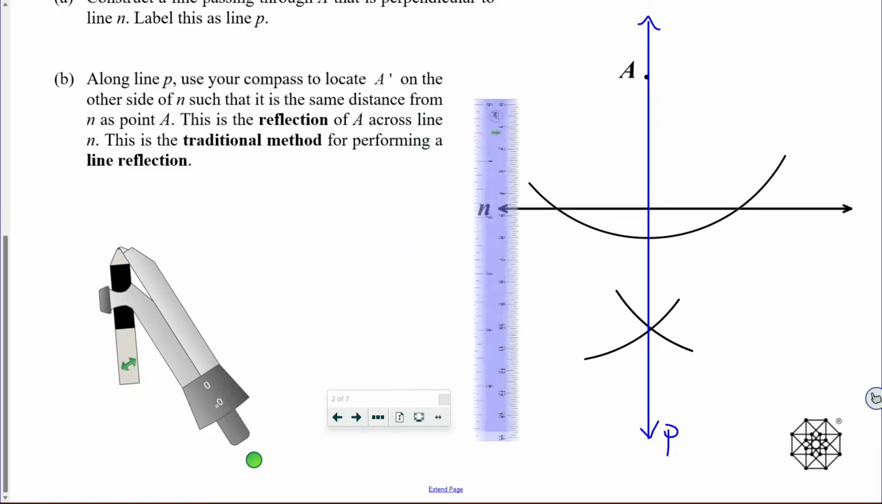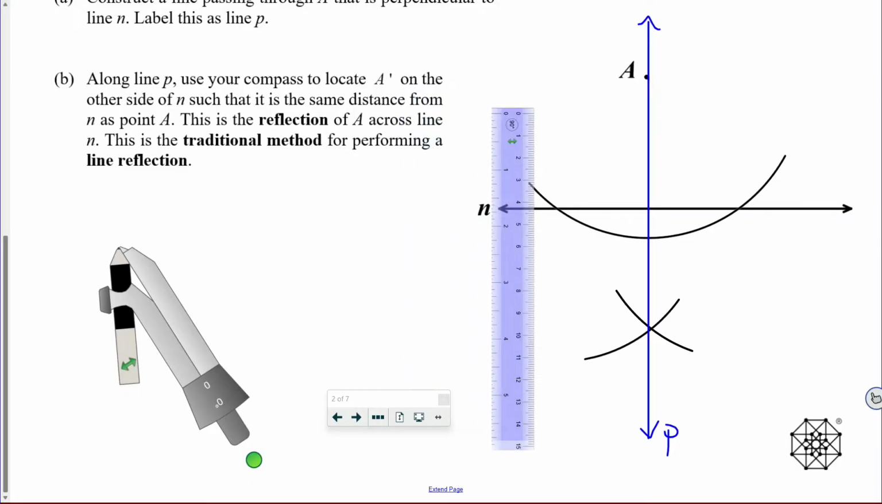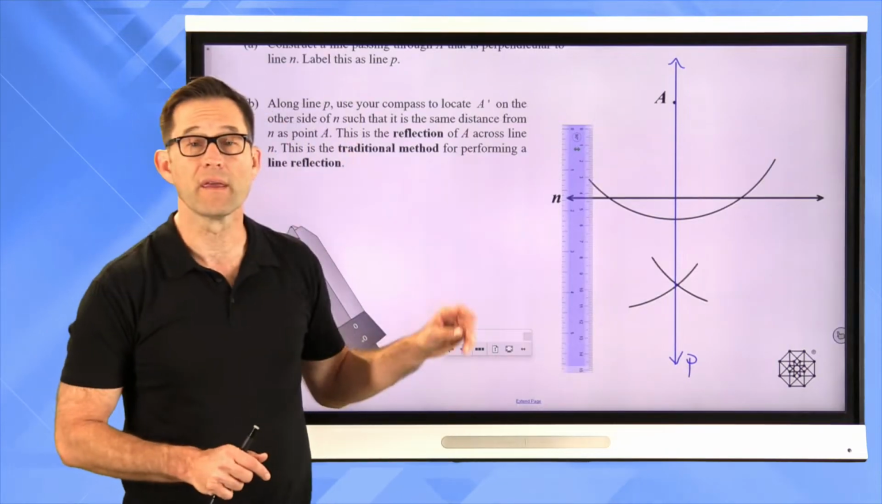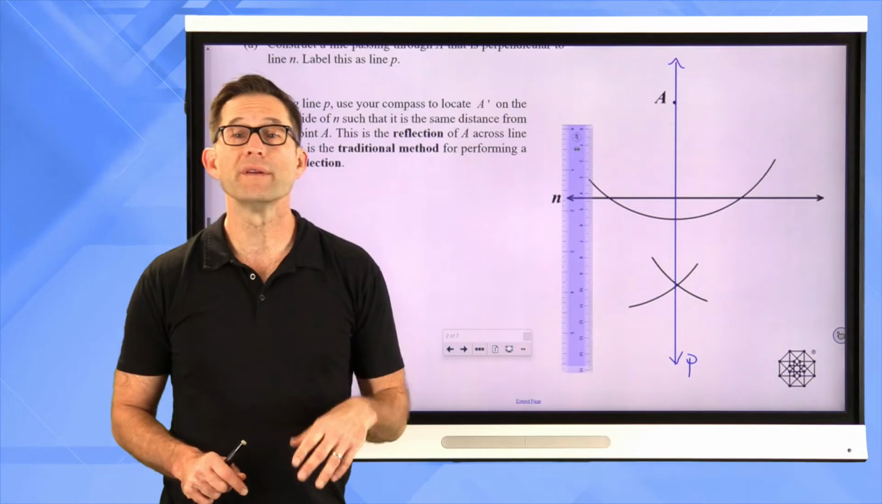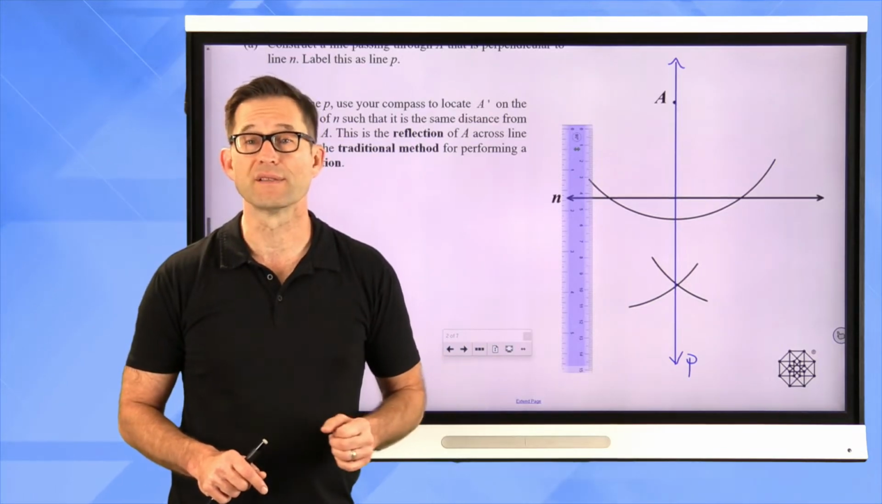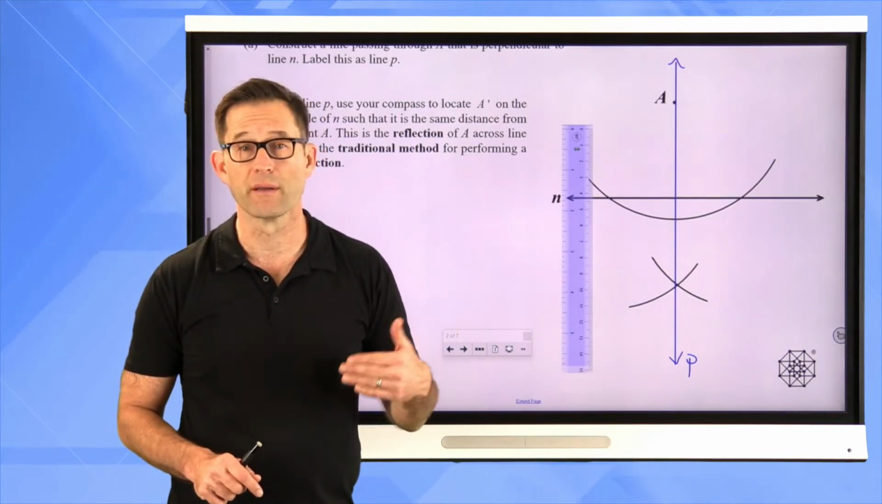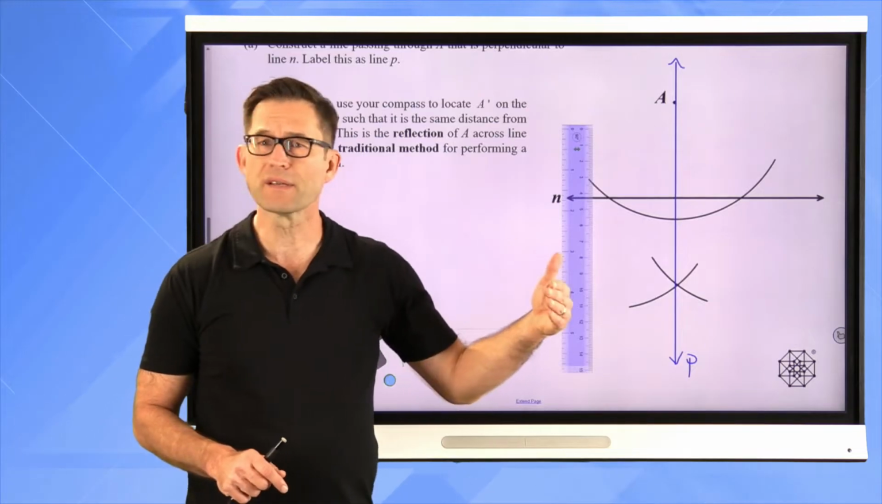Along line P, use your compass to locate A' on the other side of N such that it is the same distance from N as point A. This is the reflection of A across line N. This is the traditional method for performing a line reflection. As you probably can guess by this last statement, we're going to see another method later on in the lesson for reflecting points across lines, but this one makes a lot of sense, right?